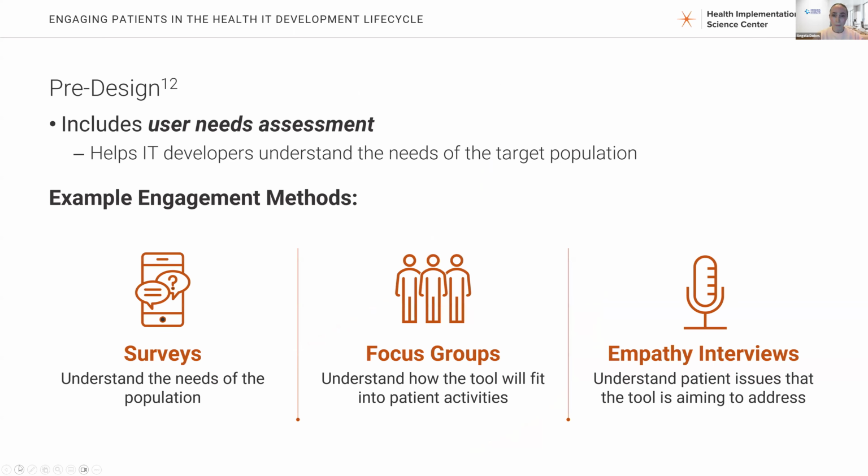Okay, so starting with the pre-design phase. This is where like the discovery work takes place and includes activities like user needs assessments, right? The goal here is to help IT developers understand their target populations, how, when, and why patients plan to use the technology, their features, and their functionalities. Depending on the need, different engagement methods can be used. These include surveys, focus groups, empathy interviews. Surveys can help you reach large, diverse groups of people more quickly to map needs and experiences, and they're great for identifying some common pain points and selecting who to involve in like downstream co-design activities.